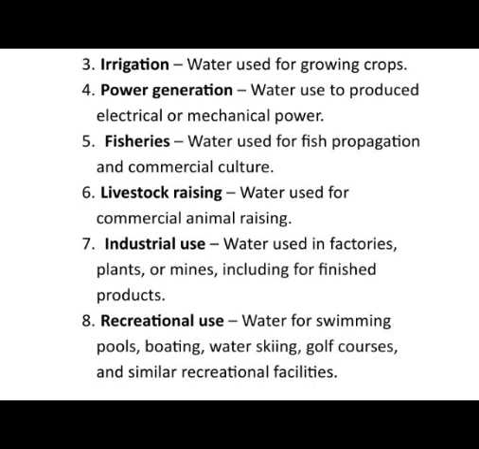Number 6, livestock raising. Water used for caring and raising farm animals like cows, pigs, and chickens. Number 7, industrial use. Water used in factories, plants, or mines, making products and operations. And recreational use. Water used for fun and leisure activities like swimming, boating, and golf courses.